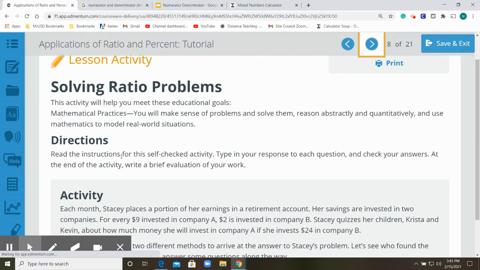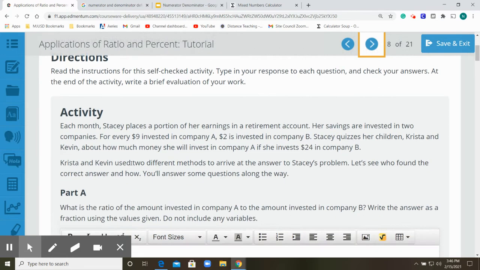So, directions. Read the instructions for this self-checked activity, type in your response to each question, and check your answers at the end of the activity. Write a brief evaluation of your work.